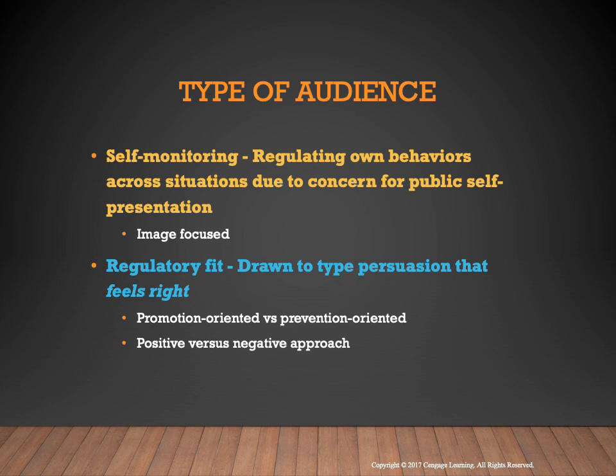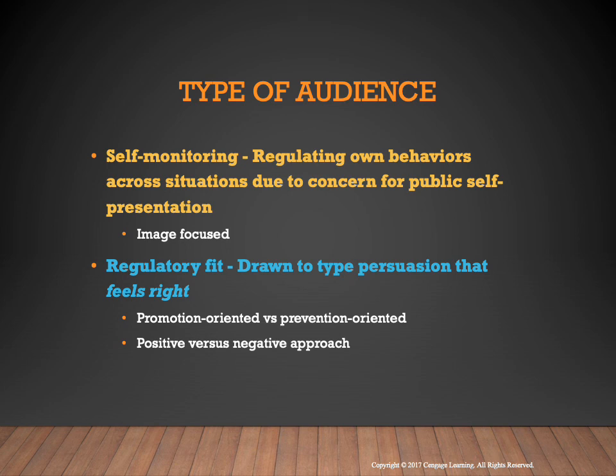The type of audience. The type of audience definitely influences what type of persuasion might work. And here we're speaking less about central and peripheral. Perhaps we're only speaking about peripheral, and it's about how the audience feels about the message. One group is called self-monitoring. These are individuals who regulate their own behavior across situations due to concerns for public self-presentation. As a result, they tend to be more susceptible to image-focused arguments. These are individuals who are more likely to pay more for a certain type of beer or a certain type of clothing, again, to maintain a certain image.